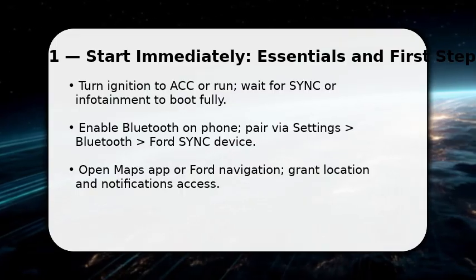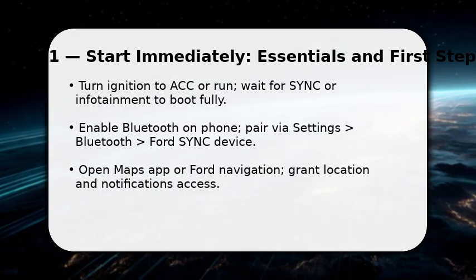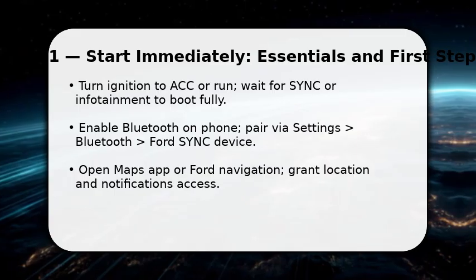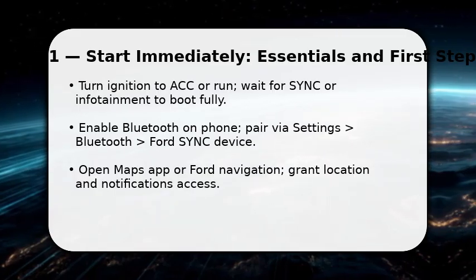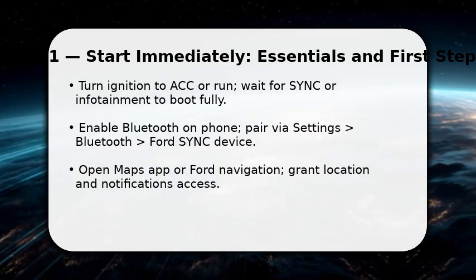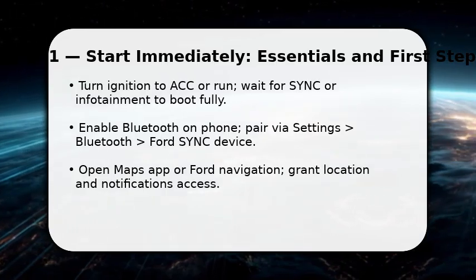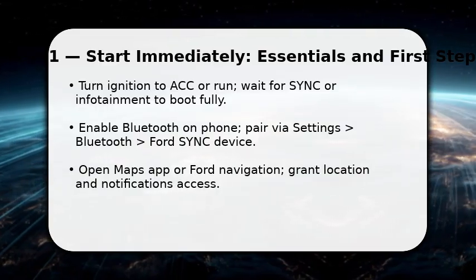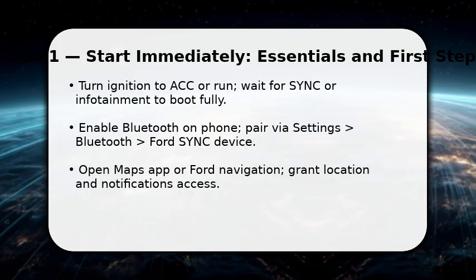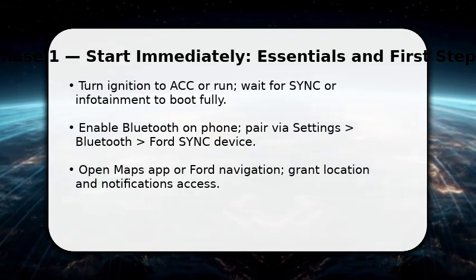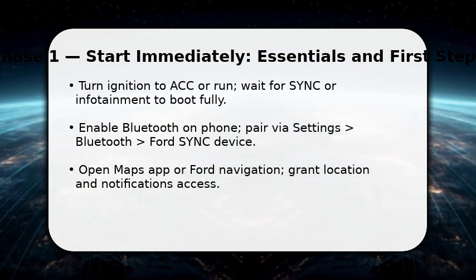You start by powering the Edge to accessory or running mode so the sync screen is active. This speeds pairing. Next, enable Bluetooth on your phone and select the sync device name. Accept any PIN prompts. Once paired, open your preferred Maps app or the Ford navigation system and grant location permissions. This lets turn-by-turn begin. Make sure audio routing is set to vehicle so directions play through speakers. If you prefer voice entry, test a short command now to confirm recognition.